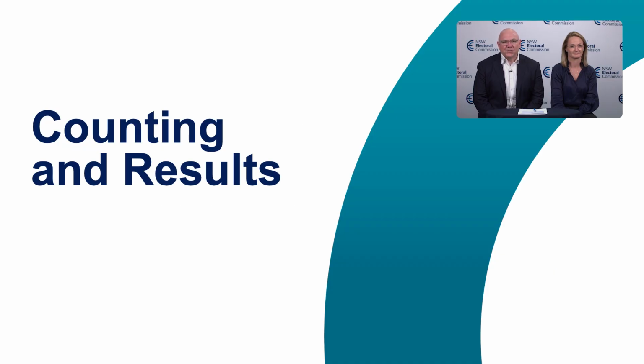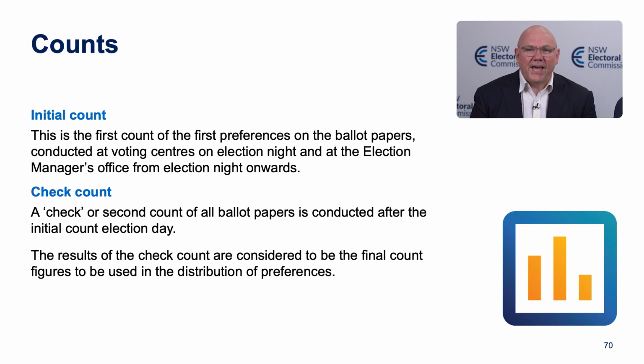Moving on to counting and results for a state by-election, there are firstly two counts to make note of. Firstly, there's the initial count. This is the first count of the first preferences on the ballot papers. It's conducted at voting centres on election night and at the election manager's office from election night onwards. The check count, or a second count of all the ballot papers, is conducted after the initial count on the election day. The results of the check count are considered to be the final count, which is used in the distribution of preferences.